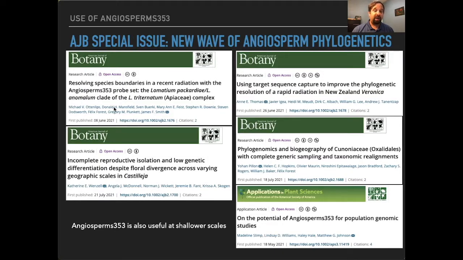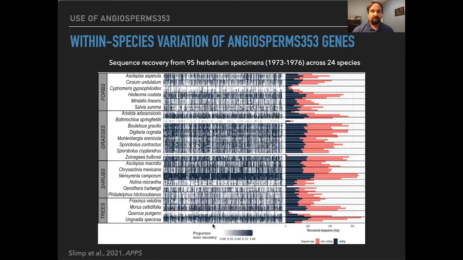At the other end of the phylogenetic spectrum, several papers in the special issue focused on genus, species, and even population-level analysis. I'm of course biased, so I'll be focusing on the paper that came from my group on the potential of Angiosperms353 for population genomic studies, which was led by Madeline Slimp, an undergraduate in my lab.